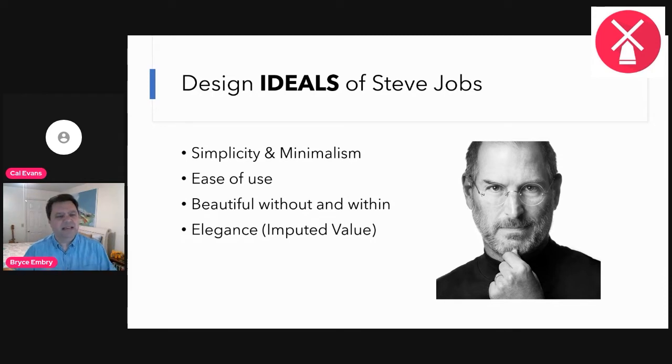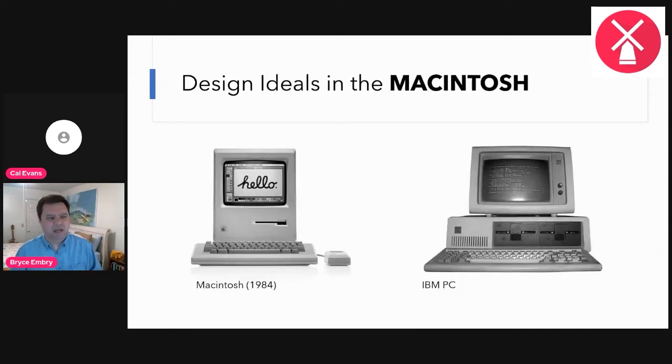So these were the ideals that Steve Jobs brought to Apple: simplicity and minimalism, ease of use, beautiful without and within, and elegance. This is what he brought, and this is what you see in the products that he helped develop. You see the Macintosh in 1984 compared with its competitor about the same time, the IBM PC. It's got the ease of use. It's the first commercial computer that was an all-in-one like that, the first one that used a GUI interface and a mouse, compared to the old IBM PC, which honestly doesn't look nearly as pretty.